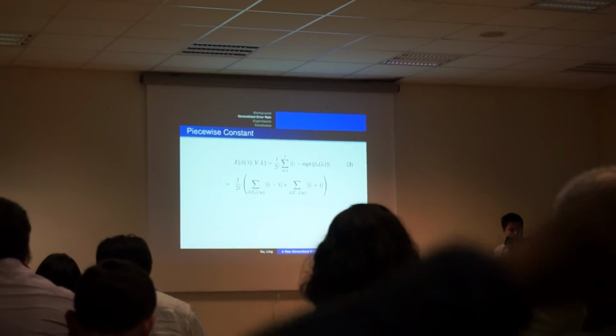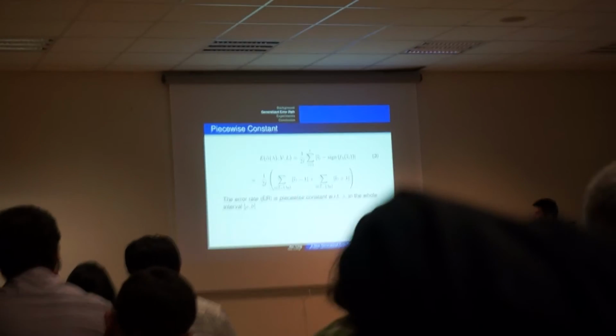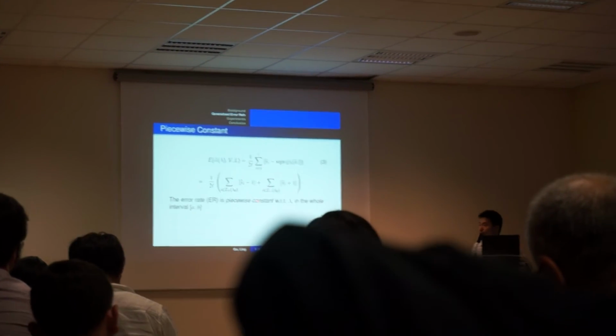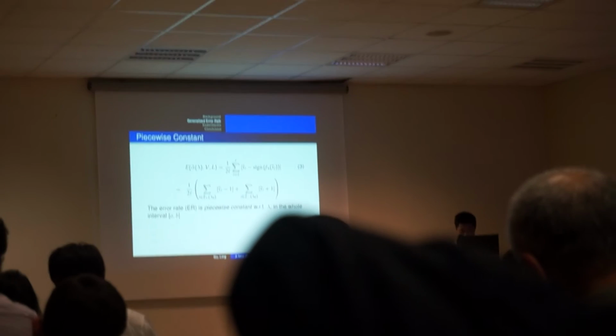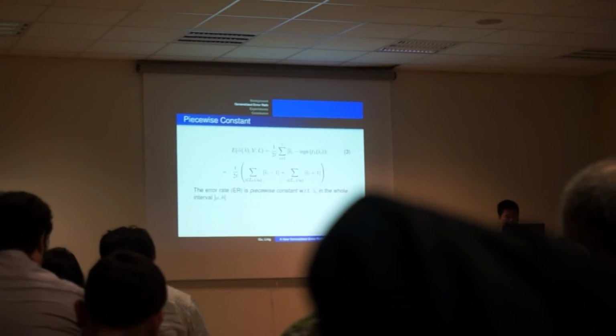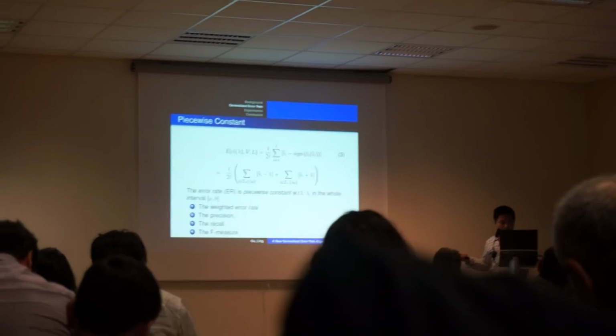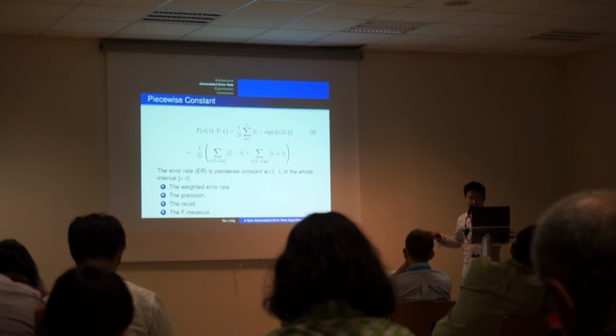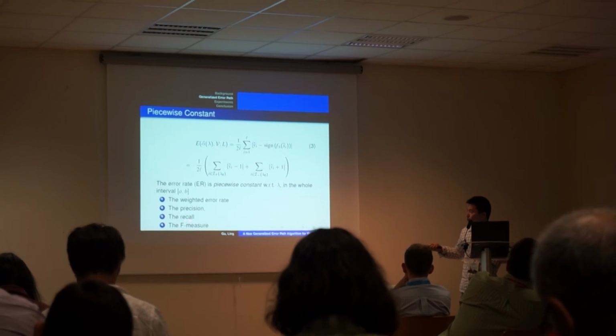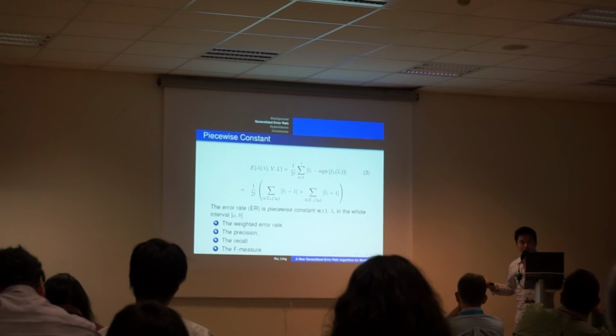So next we show that the error rate is piecewise constant because of this function. And similarly, we can also prove that the error path on weighted error rate, precision, recall, or F measure are also piecewise constant.